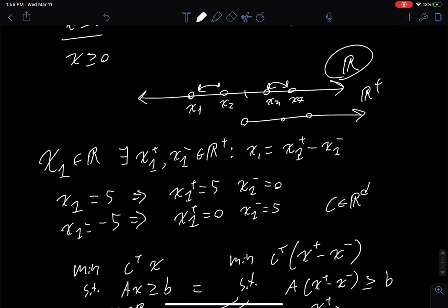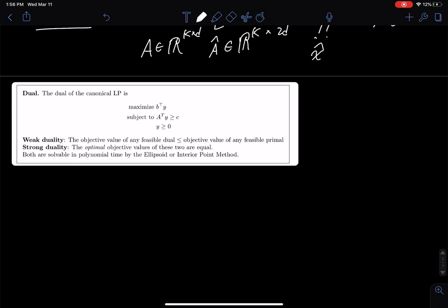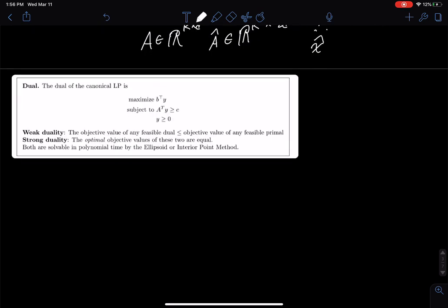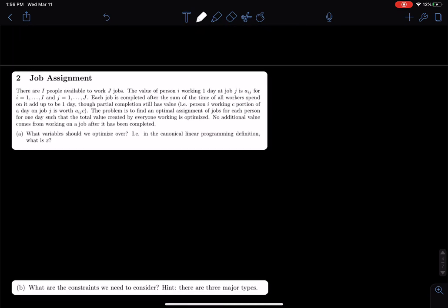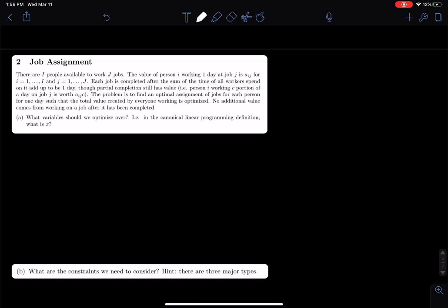Now, let's move on to a problem. Let's skip duality for now. Duality is the second half of our discussion of linear programs, and we'll come back to it in later problems. Let's move on to a problem in which we're given a situation and we want to formulate an LP that represents it and will give us the answer to that situation.